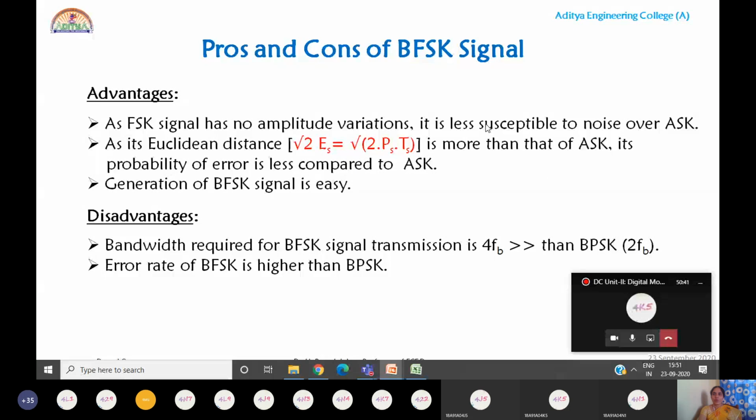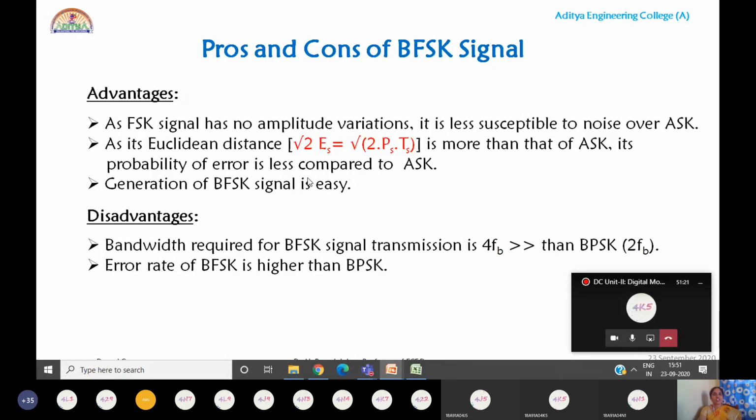And it is more than that of ASK. So that's why its probability of error is less compared to ASK. That is the advantage, but it is more compared to BPSK. That is our drawback, because I told you the Euclidean distance of FSK lies in between ASK and PSK. So Euclidean distance is more than ASK, so its probability of error is less compared to ASK. And because its Euclidean distance is less than PSK, its probability of error will be more than PSK.